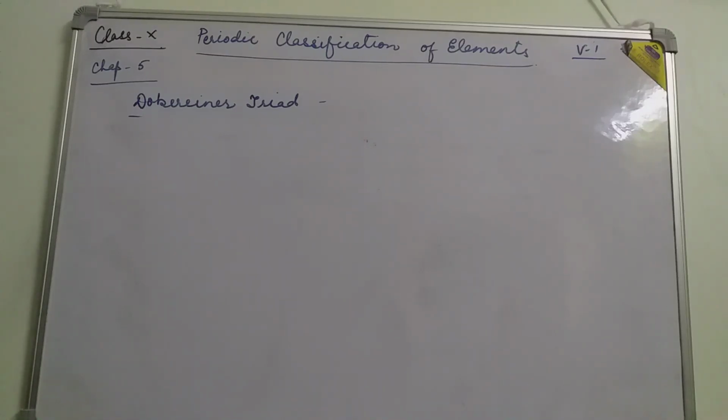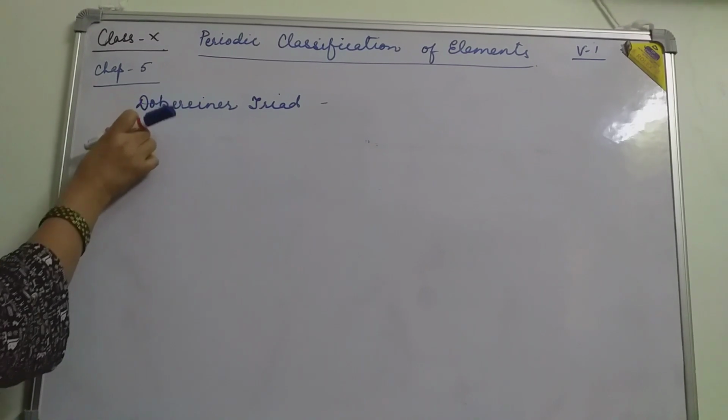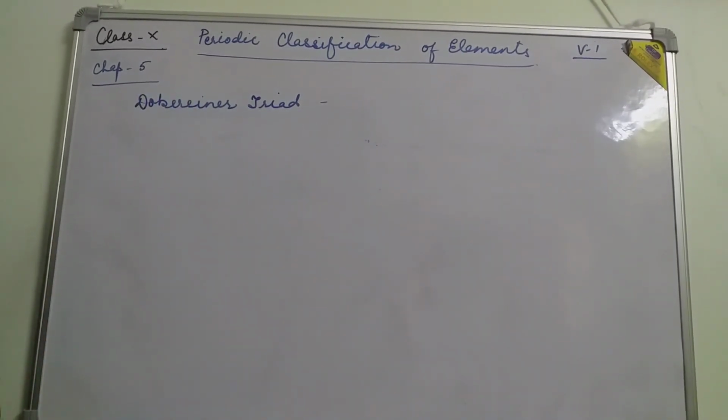Hello everyone. Today we will start chapter 5, that is periodic classification of elements. In the series of classification of elements, or the periodic table, there are many such examples which we have to discuss here. First, what is the need of classification of elements? It helps in studying the elements in an organized manner. We can correlate the properties of similar types of elements by classifying them.